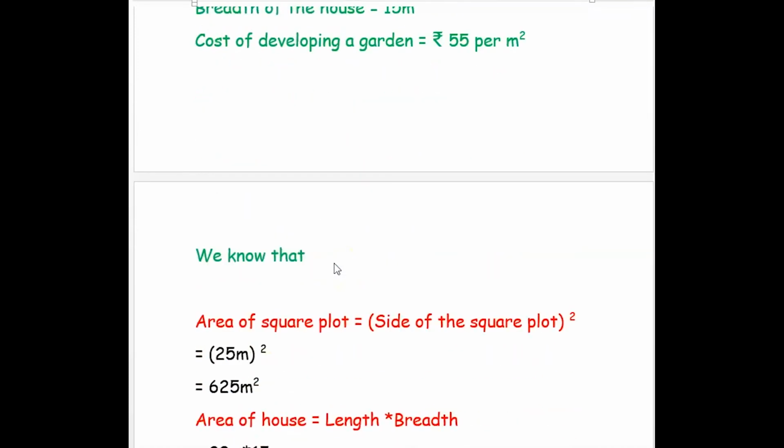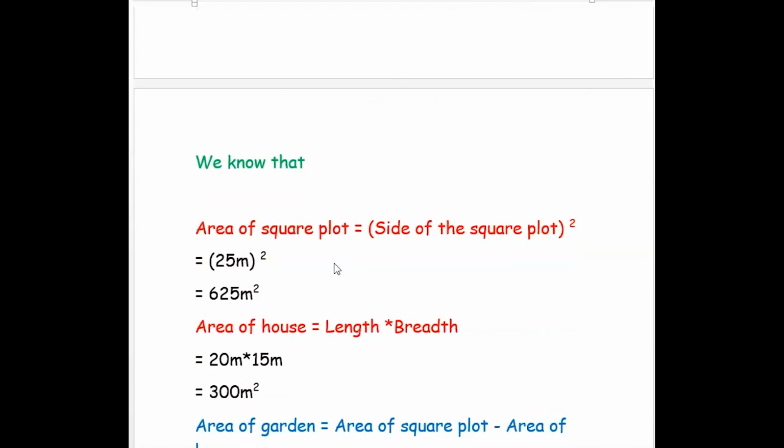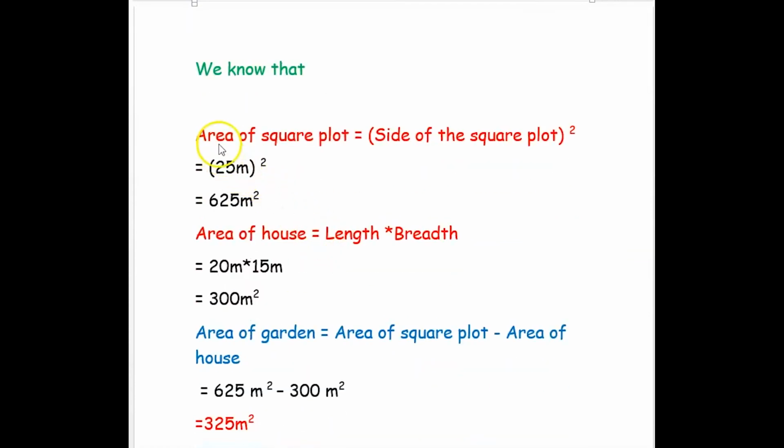Okay, so now we will find the area of the square plot, then we will find the area of the house, then we will subtract. First we will find the area of the square plot. So we know that the area of the square is side square, that is side length into side length. So the side length given is 25 meter. So the area of the square plot will be 25 into 25, that is 625 meter square.